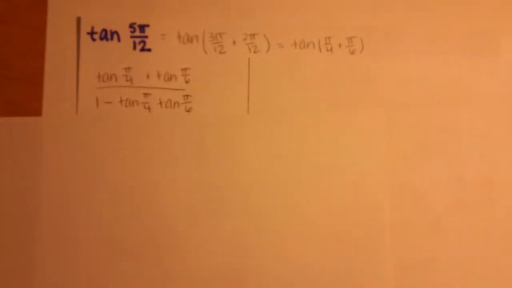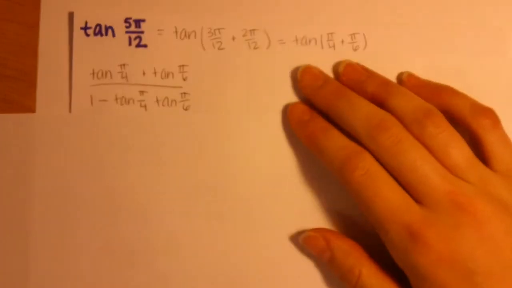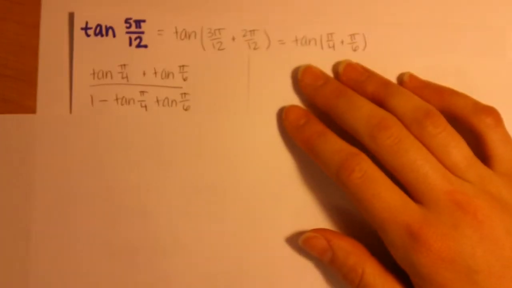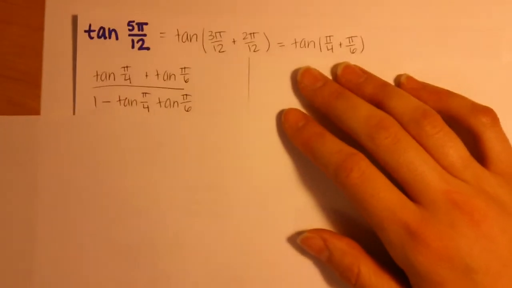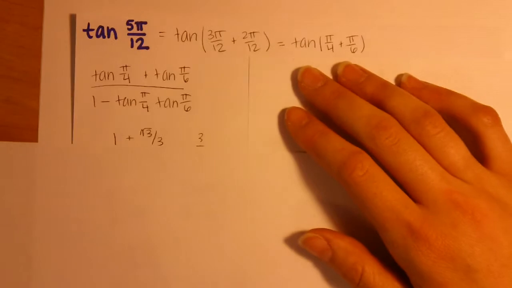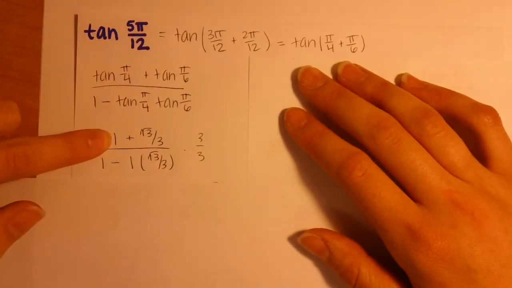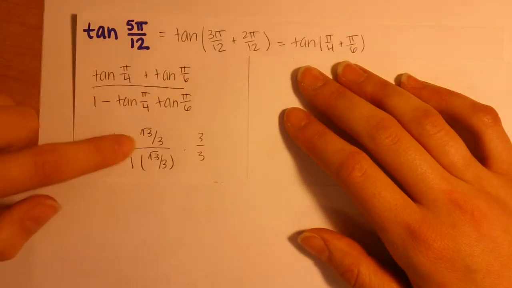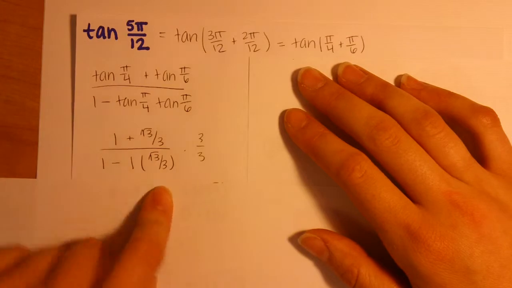Now, tangent of pi over 4, it's sine over cosine. So you're going to have square root of 2 over 2 divided by square root of 2 over 2. And then for tangent of pi over 6, you're going to have sine over cosine again. You'll have 1/2 divided by square root of 3 over 2. So then we'll get 1 for tangent here. Then tangent here is going to be square root of 3 over 3. At the bottom, same, 1 and square root of 3 over 3.